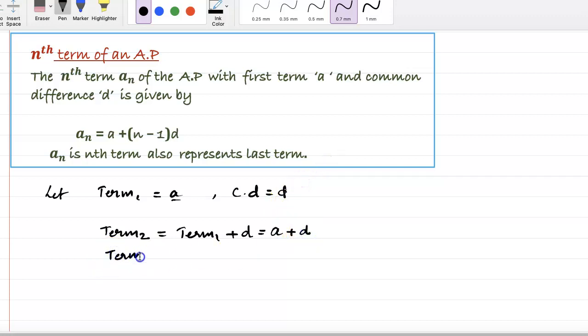Term 3 equals term 2 plus the common difference. So term 2, that is A plus D, plus the common difference, becomes A plus 2 times D. When we see term 3, it is 2 times D here. So we can write A plus 3 minus 1 into D.